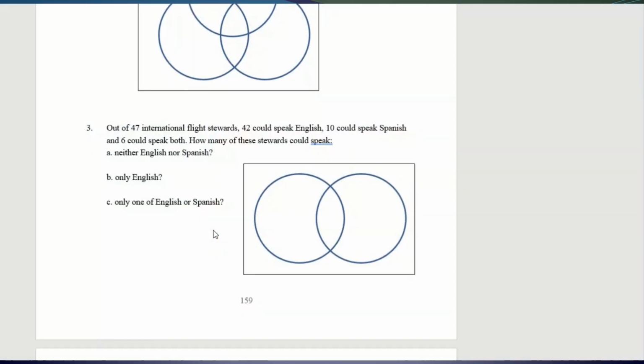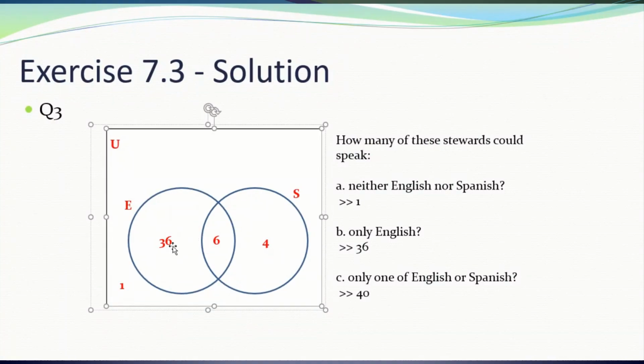You already know the total for English is 42. So if this 6 is here, this should be 36. And the number who could speak Spanish was 10. So if this is 6, this should be 4. So you total this up, you will get 46. So outside will be 1. Neither English nor Spanish is 1. Only English, 36. Only one of English or Spanish, that means only one. They can either speak English or they can speak Spanish. They cannot speak both. So 36 plus 4 becomes 40.